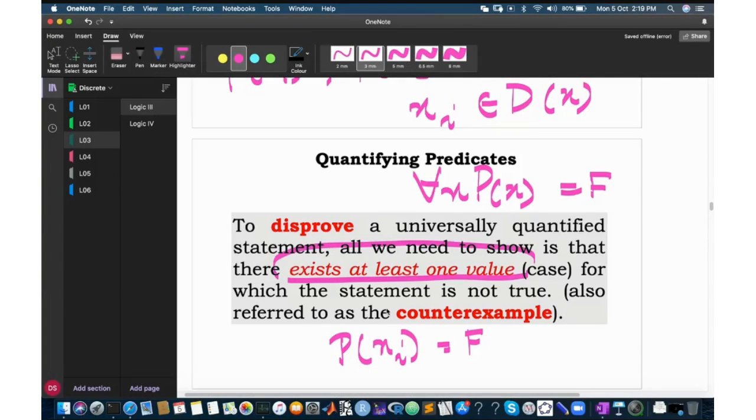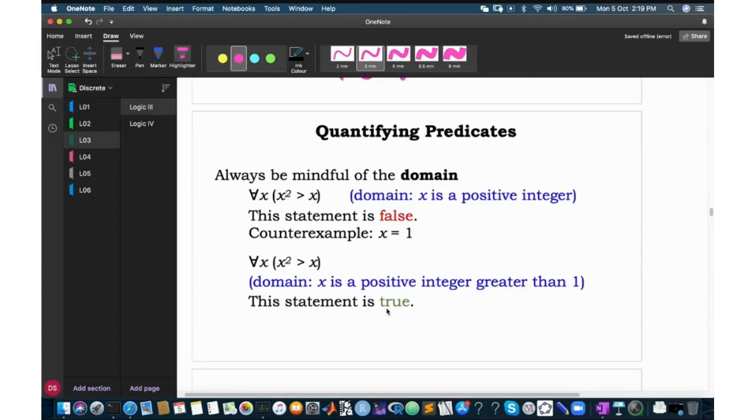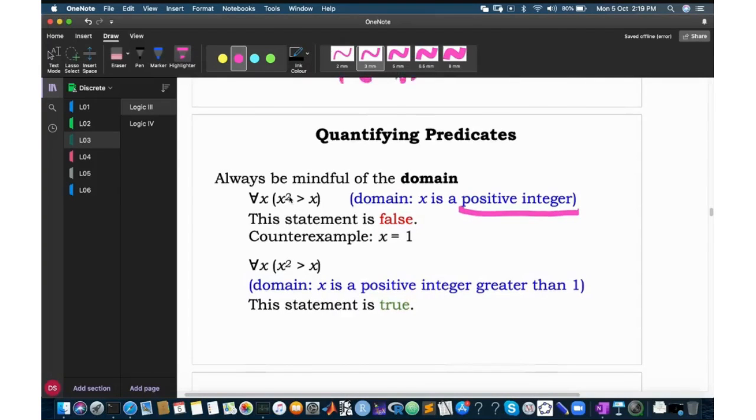Sure, absolutely. So here's the thing. I think the example here shows it. Look at this statement. I want to say that for all positive integers x, x square is more than x. This is what I want to say.